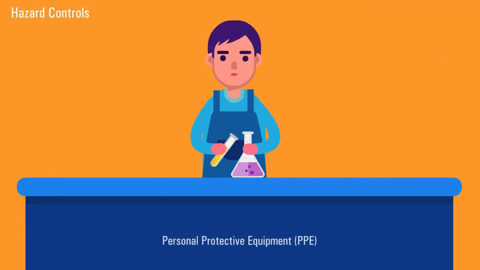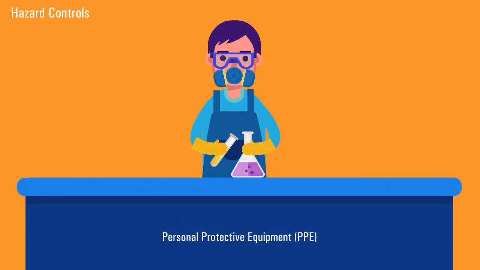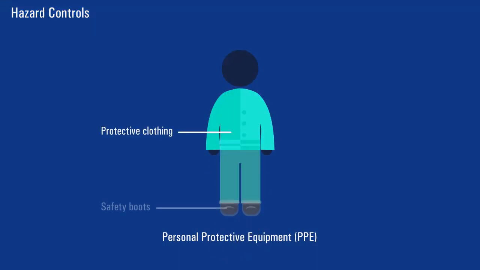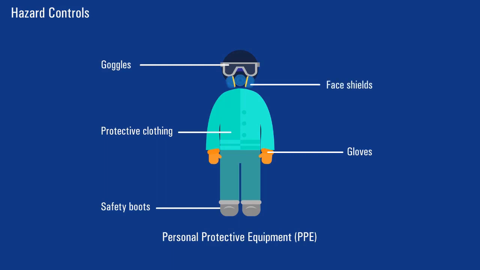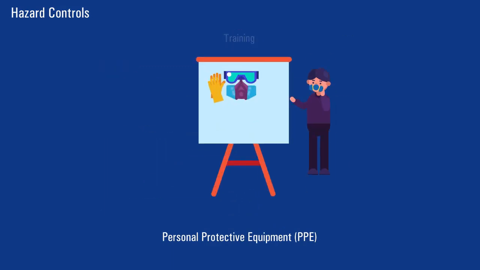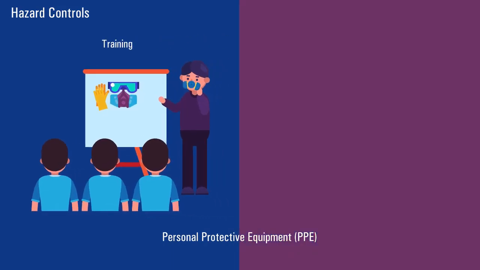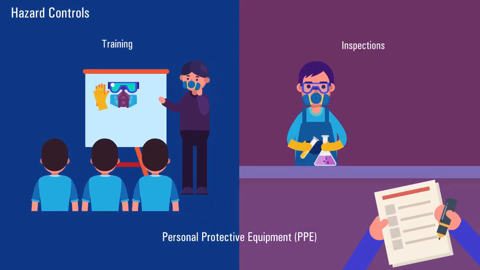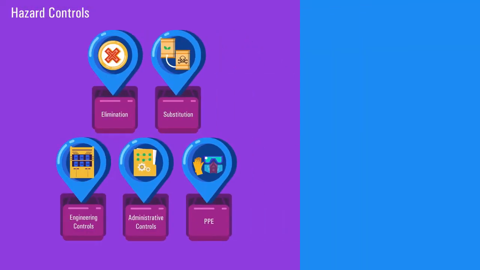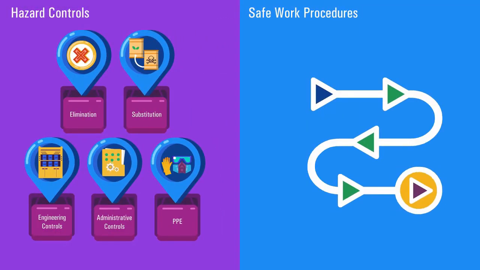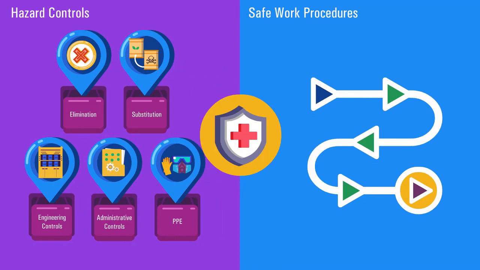If there are any hazards you can't fully control in these ways, give employees appropriate personal protective equipment, or PPE. For example, protective clothing, safety boots, gloves, goggles, face shields, and helmets. You'll need to train workers on where, when, and how to use the PPE, and have an inspection program to make sure employees are using it properly. Hazard controls combined with safe work procedures are the best way to create a safe facility.